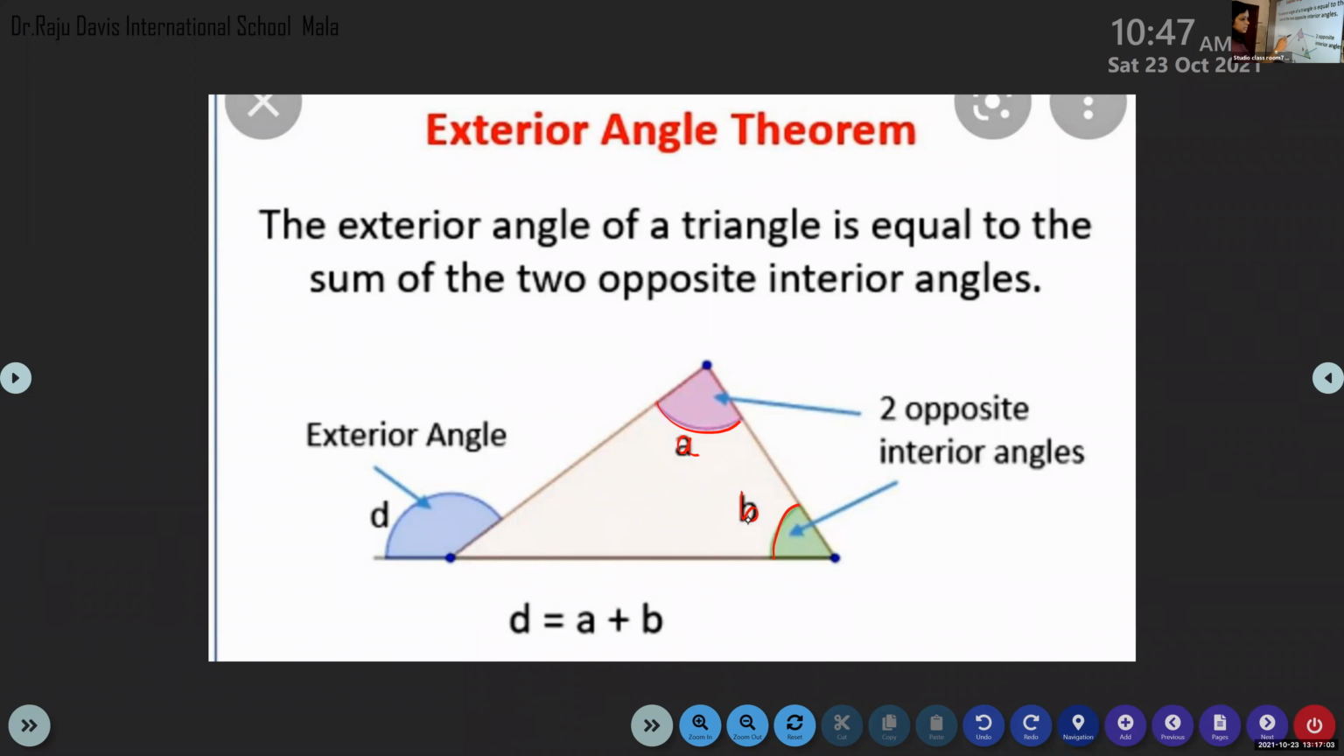Two opposite interior angles, isn't it? And where is the exterior angle? This is the exterior angle formed by extending this side, isn't it? This is the side which is extended. By extending this side, we got an exterior angle. So where is its opposite interior angle? Just look at the side opposite to it and take these two angles.